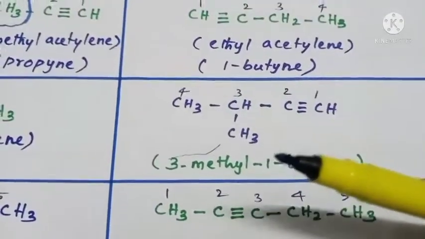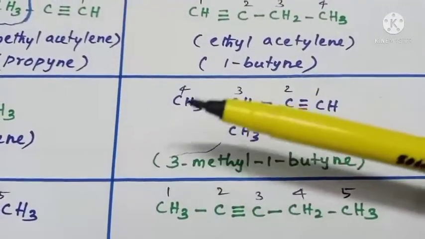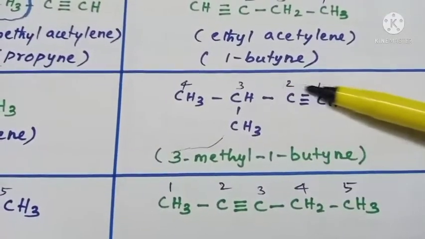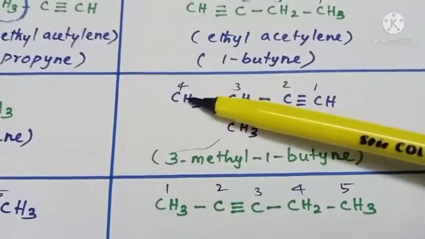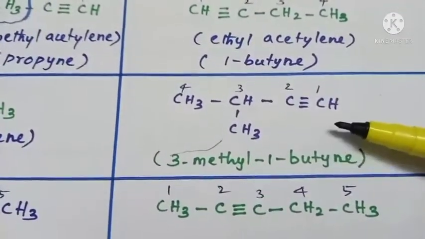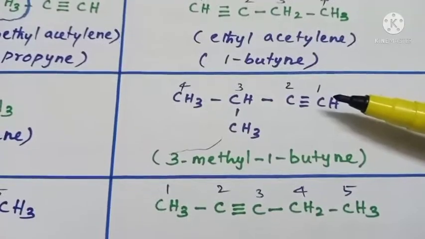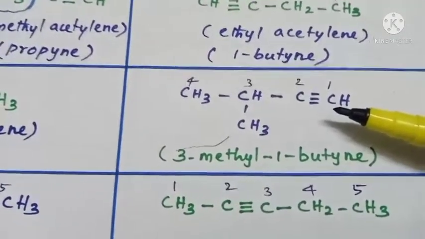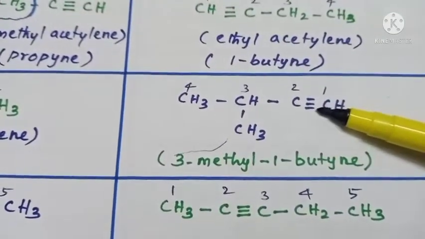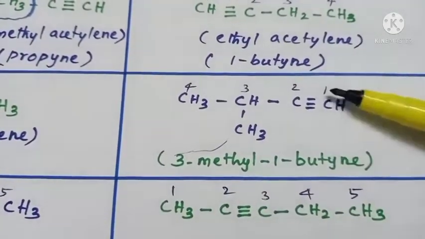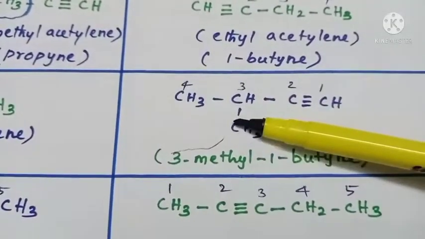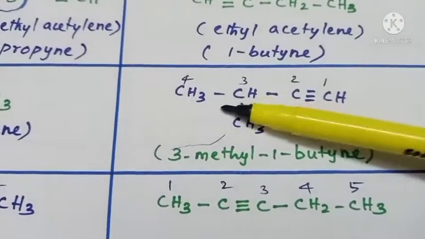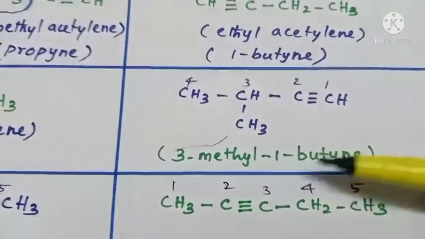Now for the IUPAC name, we have to select the longest carbon chain. This is the longest carbon chain, either horizontal or you can go this way also. Both are equivalent, so we go for the horizontal one for convenience. The numbering I proceed in a backward direction, remembering the rule that the least number goes to the triple bond, so the triple bond gets number 1. So it is 1-butyne. This is a methyl substituent, bonded at the third carbon of the parent chain. So it is 3-methyl-1-butyne.